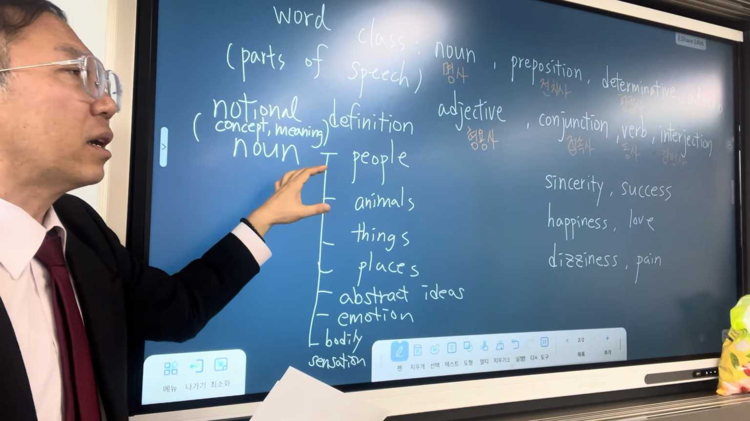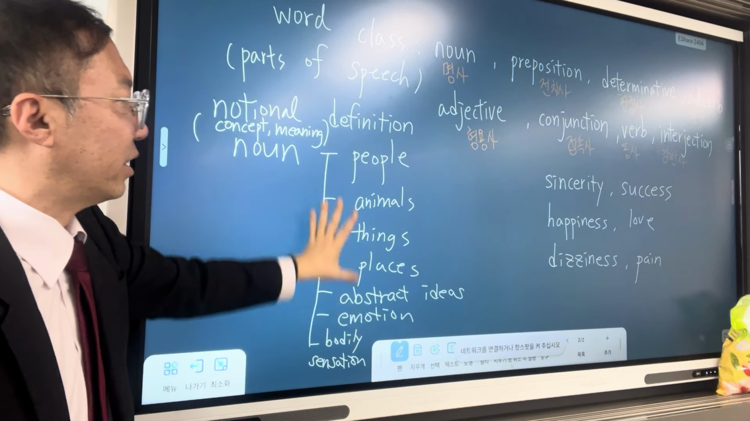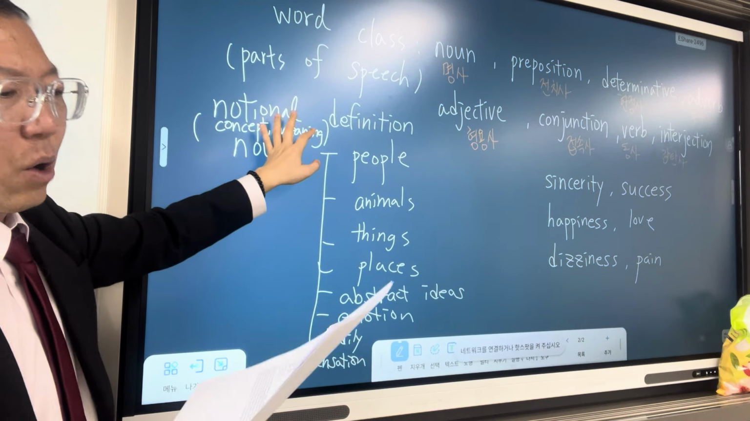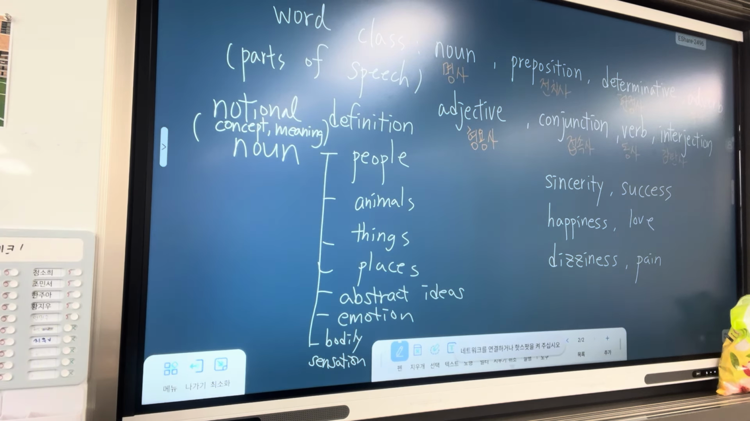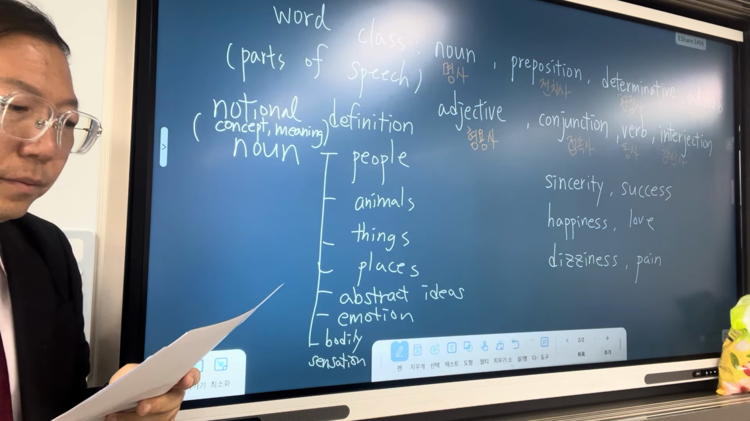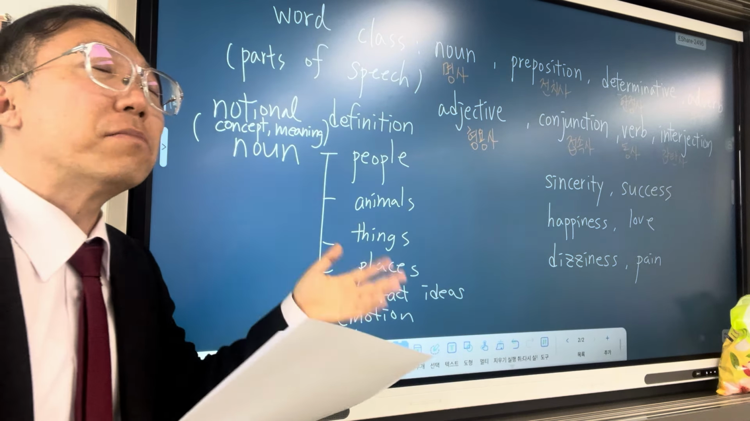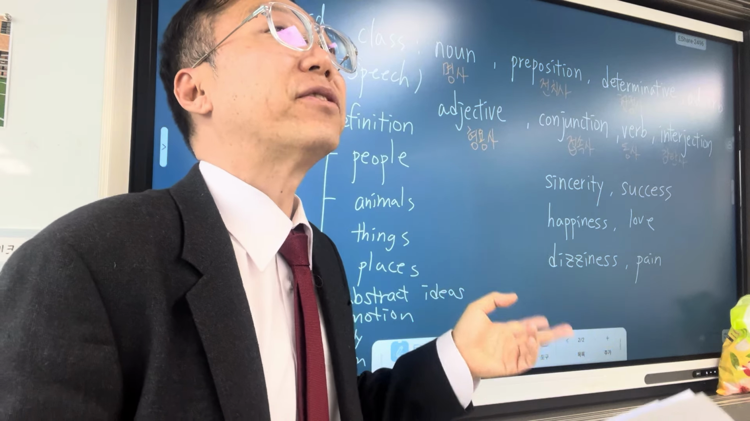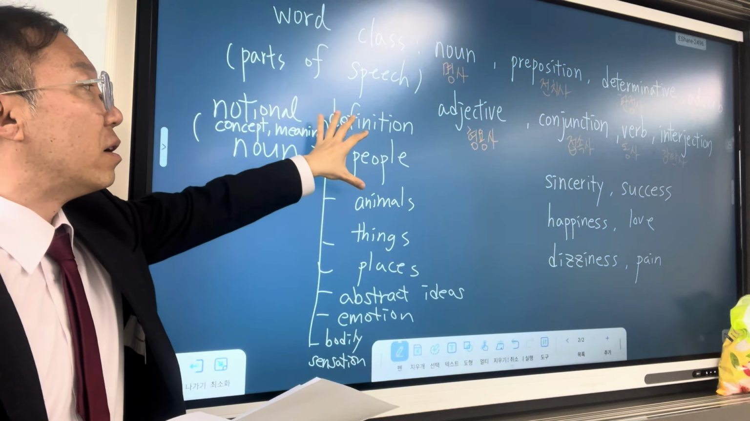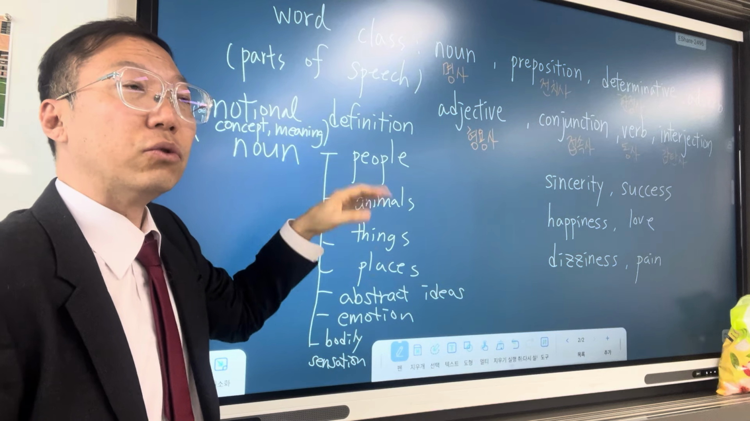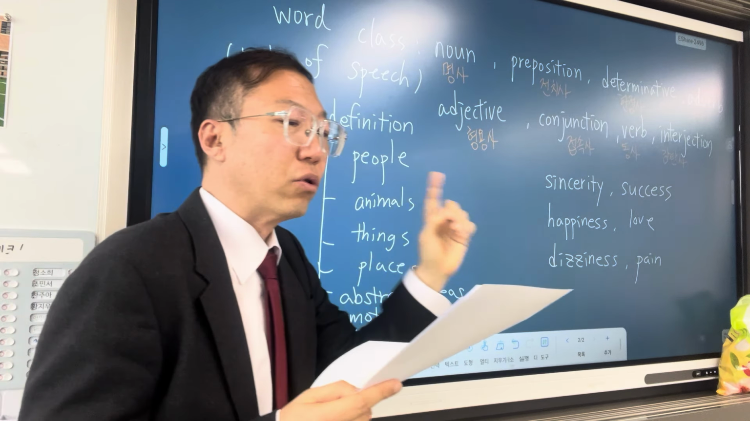So clearly, just having a list cannot work as a proper definition of noun. And why not? My student might ask, "Professor, why can't just having a list be a solution for a noun definition?" That's a very good question.